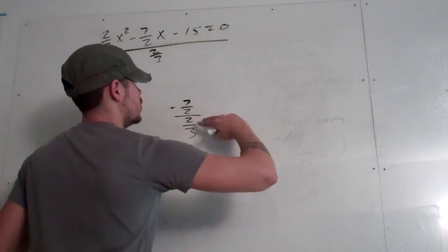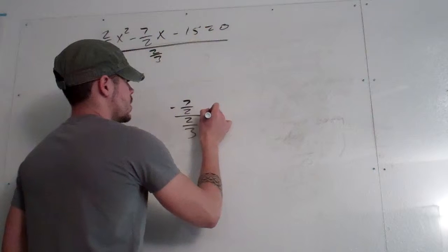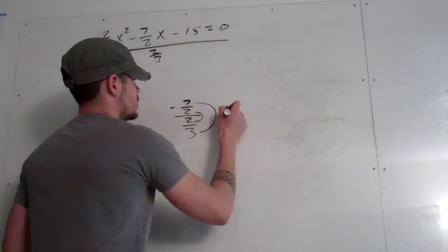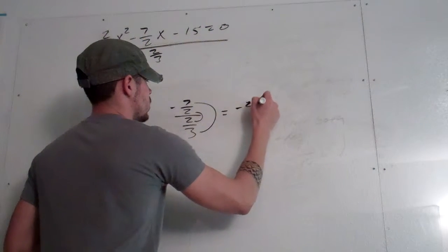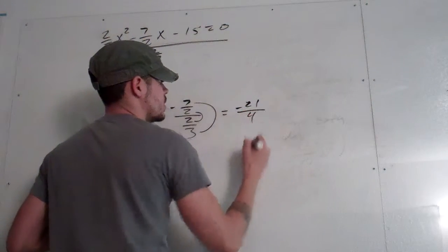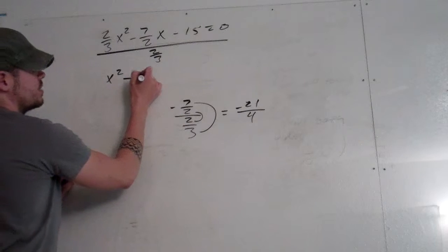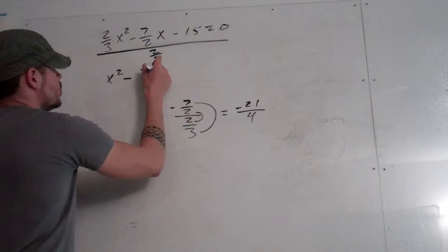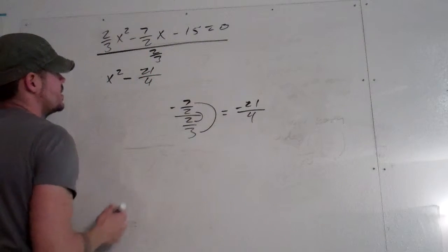So I'm going to multiply like this. What I'm doing is multiplying by that, multiplying times that. So 3 times 7 is negative 21. 2 times 2 is equal to 4. And so I've got negative 21 over 4. I already wrote the negative sign there.